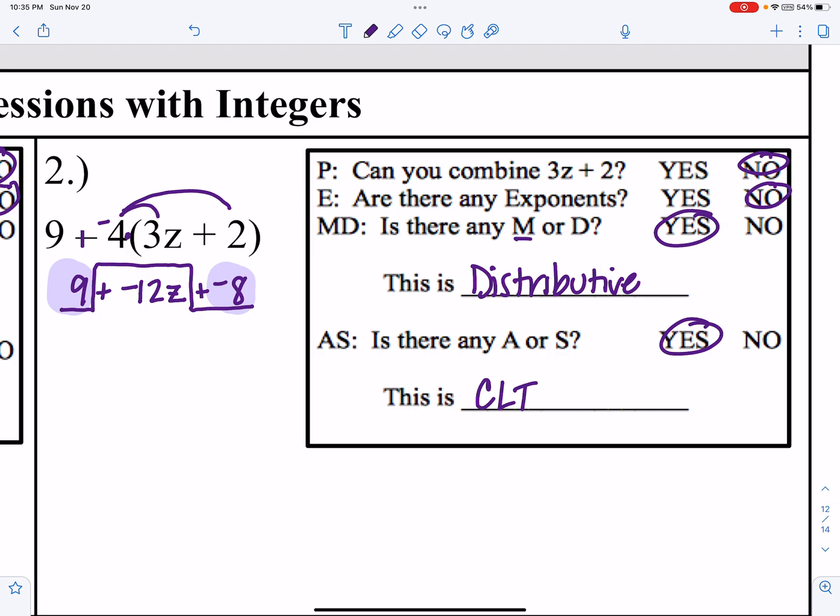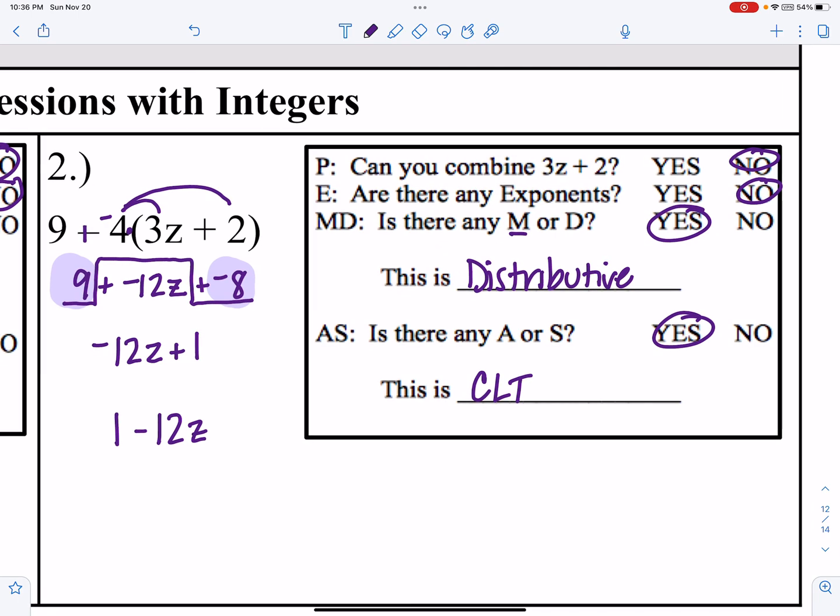We're going to write the term with a variable first. So I have a negative 12z, and we have a plus 1. Okay, it is correct to write the 1 minus the 12z, but typically you see the variables written first, but both are appropriate, okay, and accurate. All right, next one. Let me go ahead and highlight those answers.